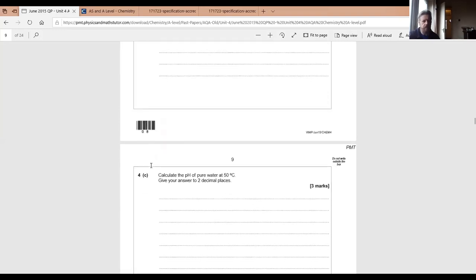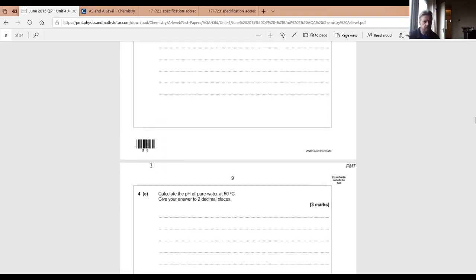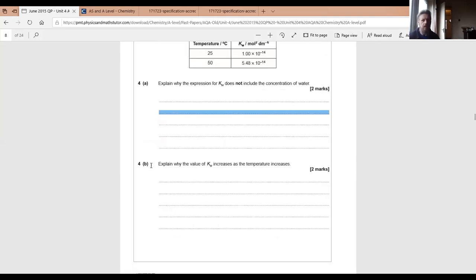So it's fine. Have we got a calculation on that? Pure water at 50 degrees C. Okay, so if you got that value from there, you need to square root that. Yeah, let me just put it straight in the calculator. Square root 5.48 times 10 to the minus 14. And then we're minus logging that. Yeah. So it's going to give around 7, but lower.